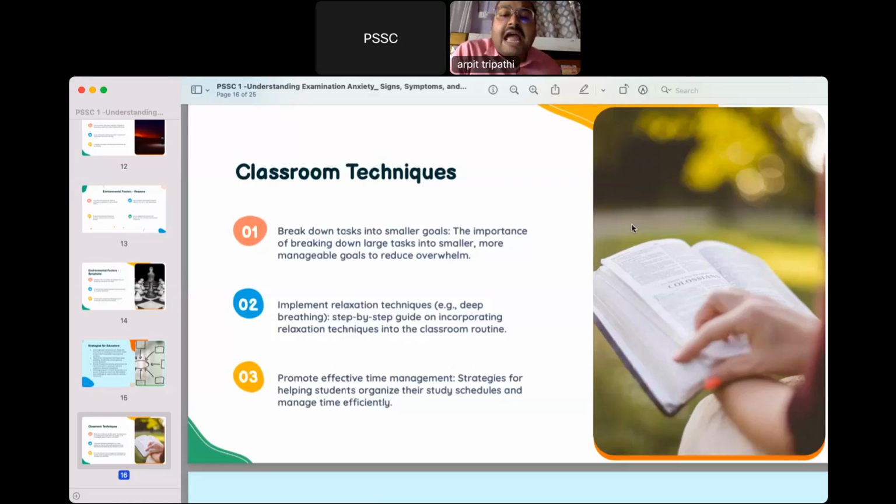Promote effective time management. Ask children to divide bigger tasks into smaller tasks and ask them to study in chunks. Make a study schedule. Ask them to manage time effectively. And do not ask any child to stop playing during exams.